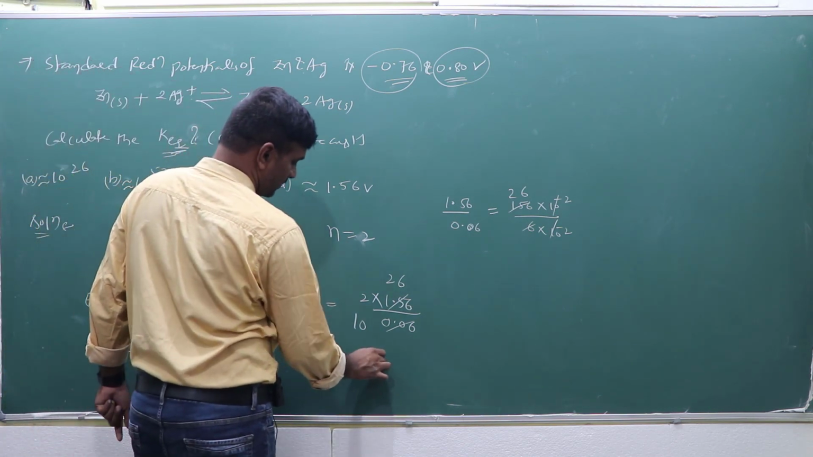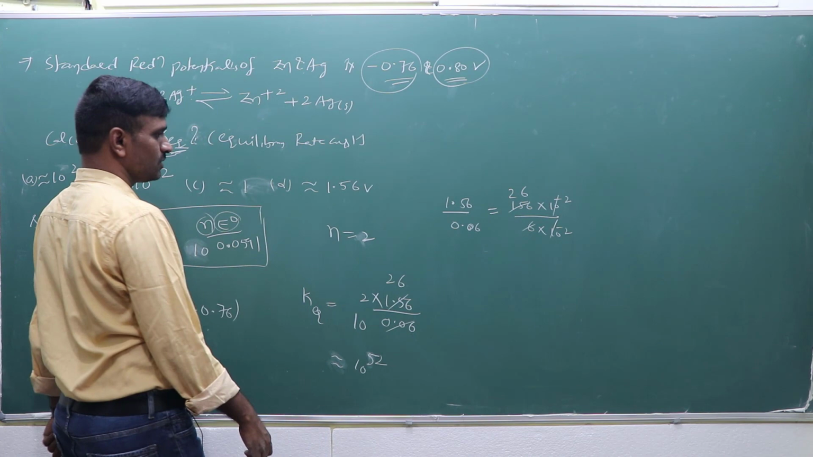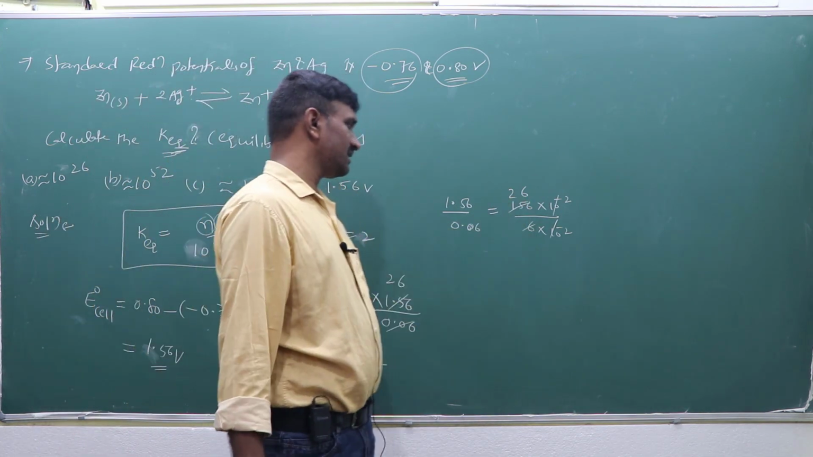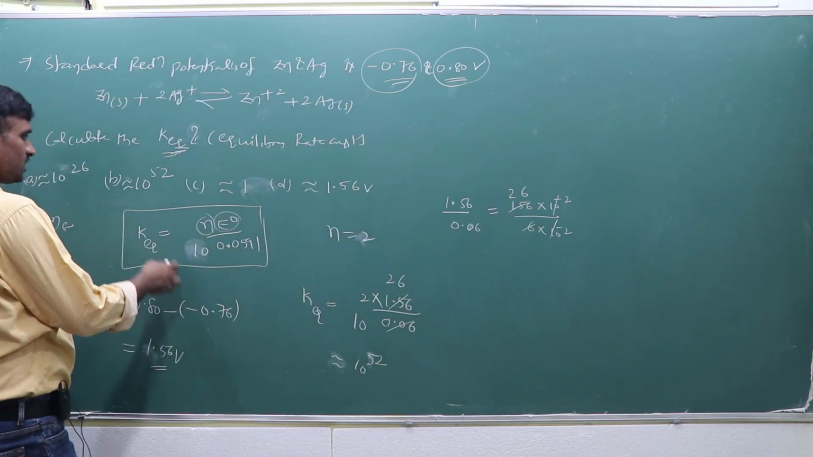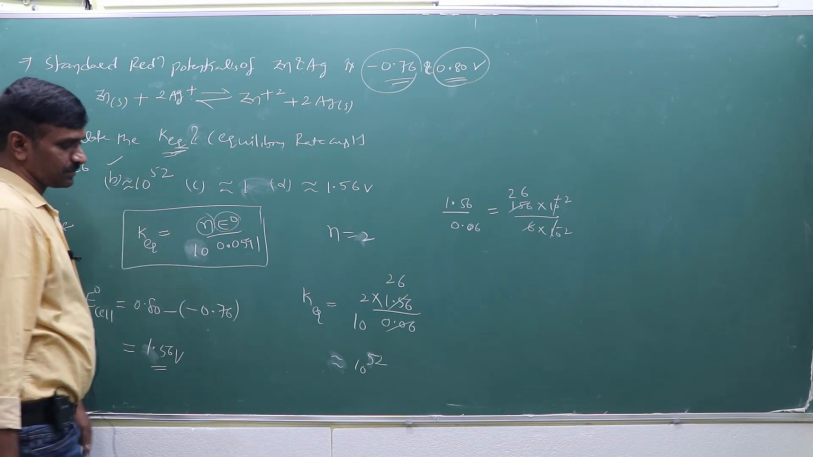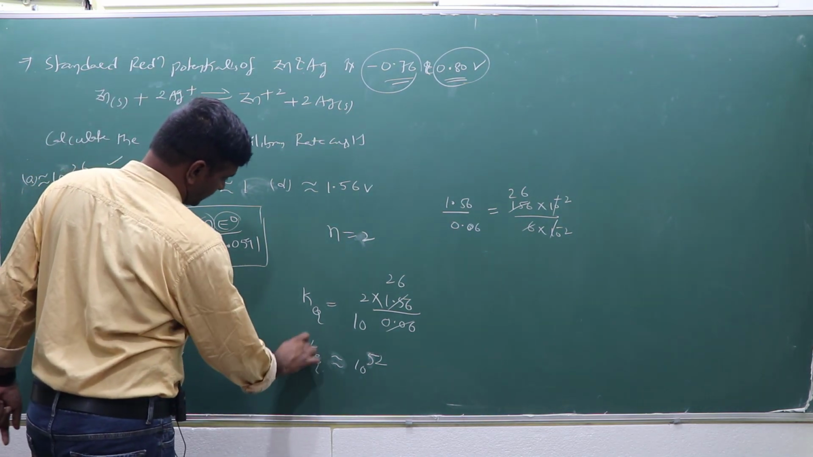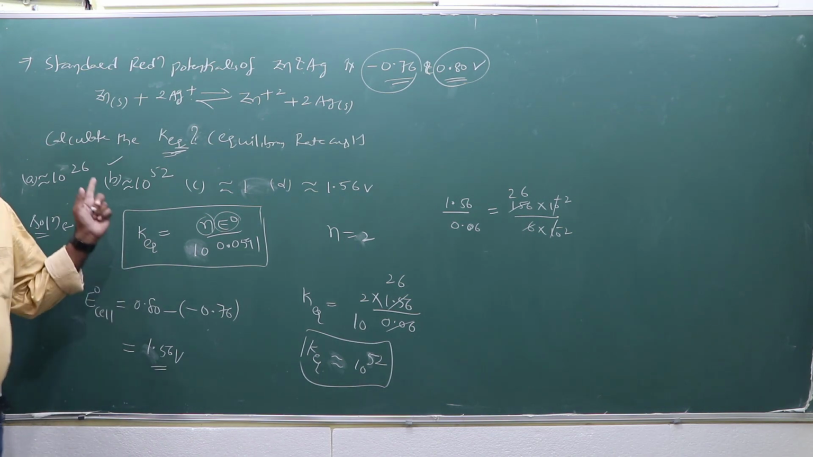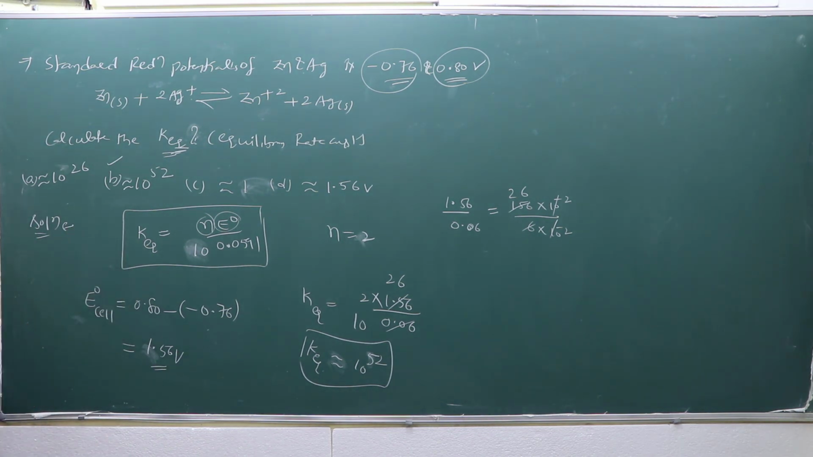So which option may it be? Approximately it may be the same. Because 6, 2 and 3 are there, approximately 26, that means approximately 10 to the power of 52. This is the equilibrium rate constant. Right? This is the problem. You may write the next problem.